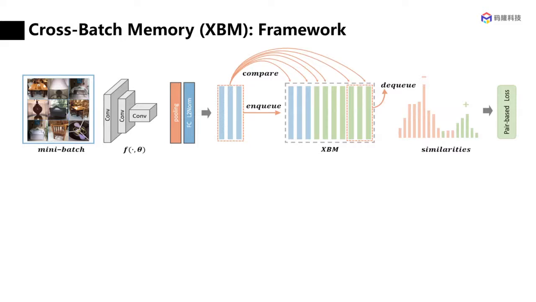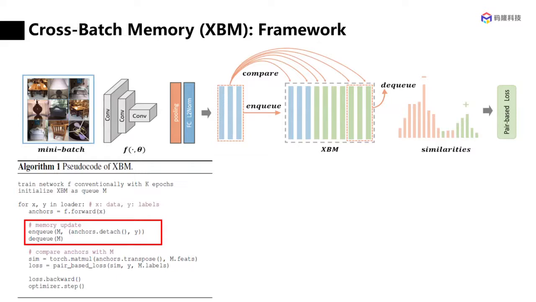Here is our framework. We train an embedding network by using pair-based loss functions in terms of pairs between the current mini-batch and the memory bank. At each iteration, we enqueue the embeddings and labels of the current mini-batch and dequeue the entries of the earliest mini-batch. So our memory module is updated with the embeddings of the current mini-batch directly without any additional computation. Our cross-batch memory is easy to implement by using just several lines of code, as shown here.